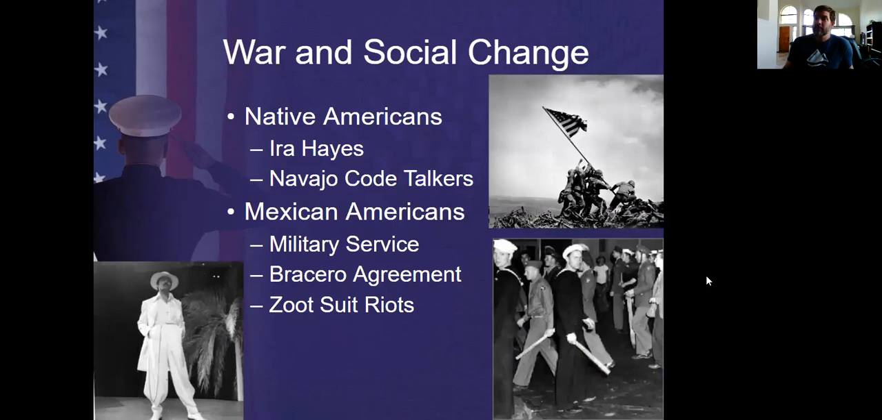For Native Americans, there are some significant contributions. As you can see, that photo in the upper right part of your screen is one of the most famous photos of World War II. That's the raising of the flag on Iwo Jima. Iwo Jima was one of the bloodiest battles that took place, particularly in the Pacific Theater.